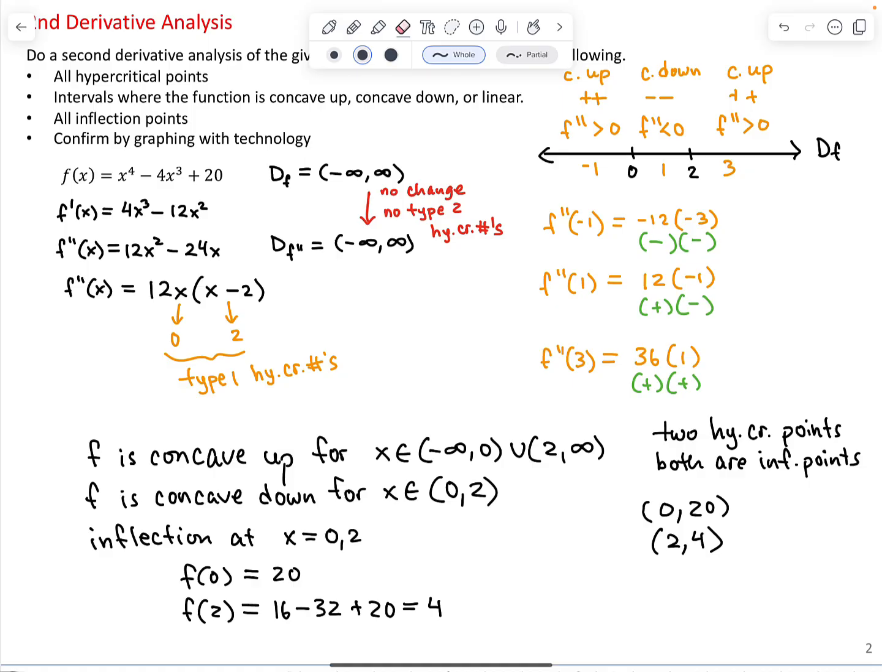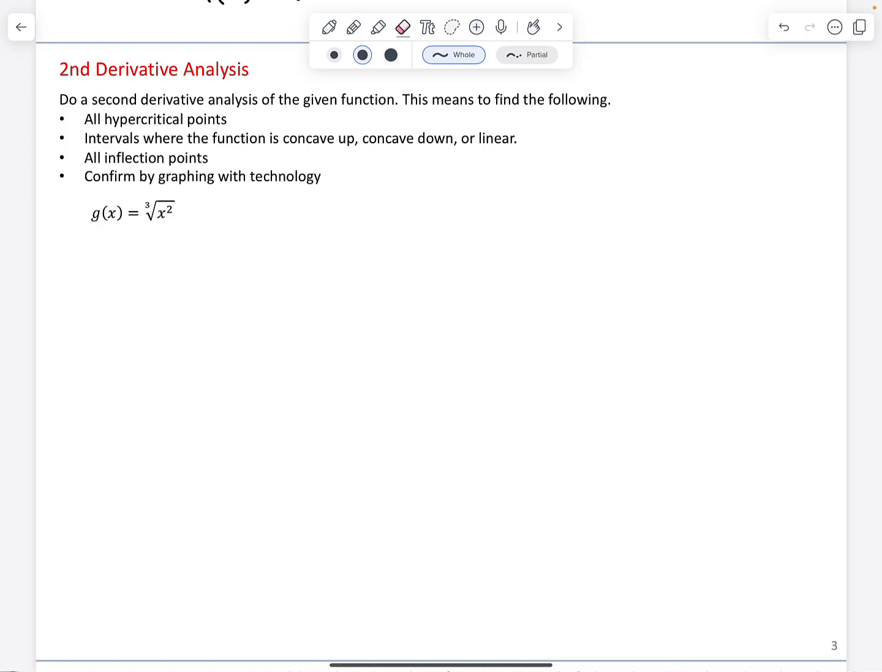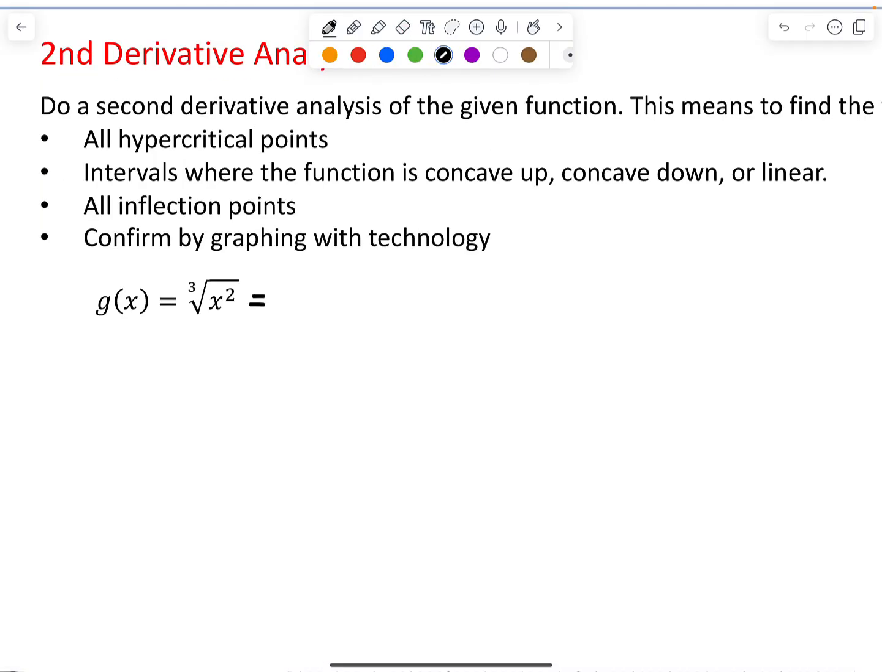Okay, let's go to the next page. Same instructions, new function. G is the cube root of x squared. That could be rewritten as x to the 2/3. The domain of G: you can square any number and then you can cube root any number, positive, negative, or 0. So there are no restrictions here. We have all real numbers as our domain.